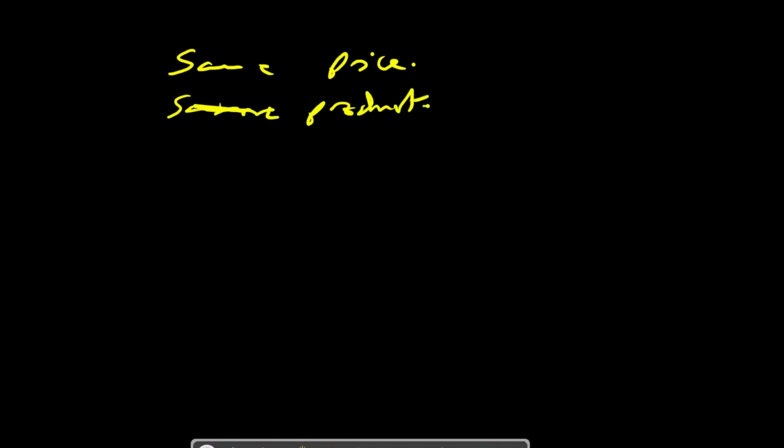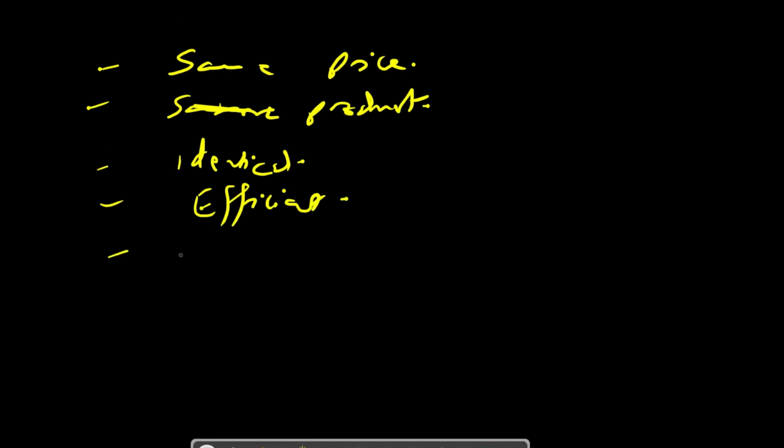Focus on my voice instead of the writing. And similarly, products are homogeneous. Homogeneous means they are identical or the same. And in perfectly competitive market, firms are economically efficient, and they can achieve allocative as well as productive efficiency. And another important piece of information is that entry and exit is free, meaning new firms can easily enter the industry and existing firms can easily leave the industry.